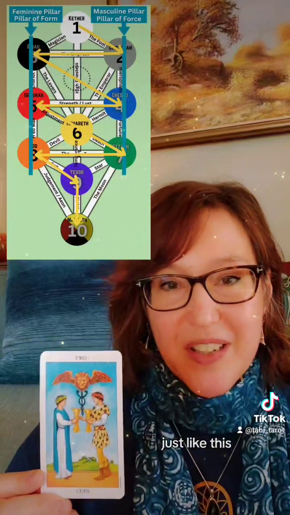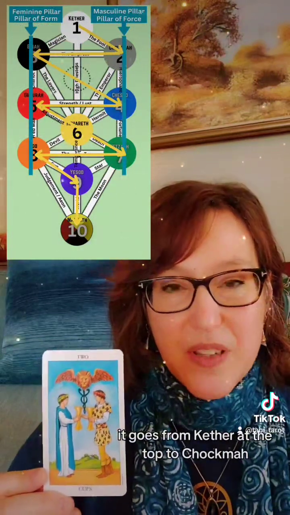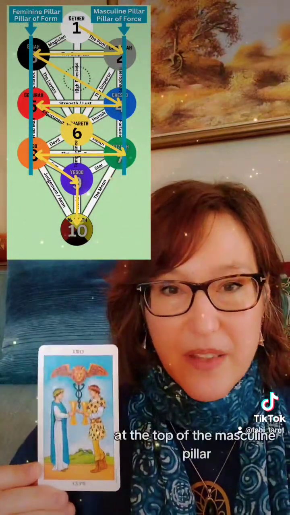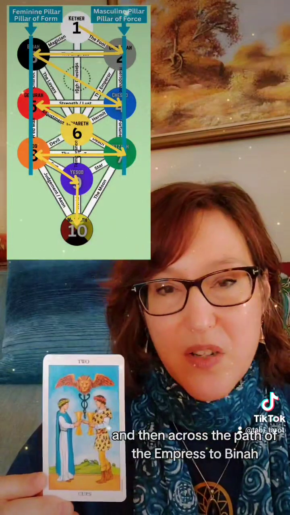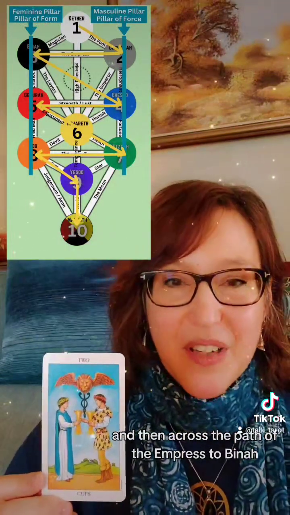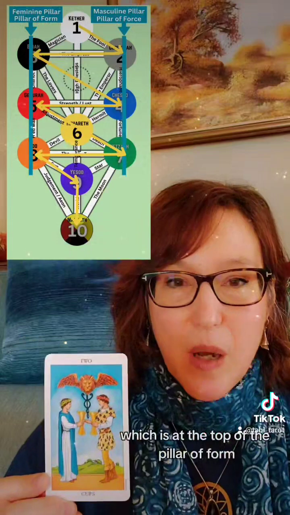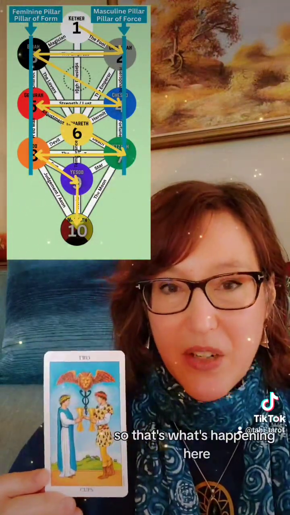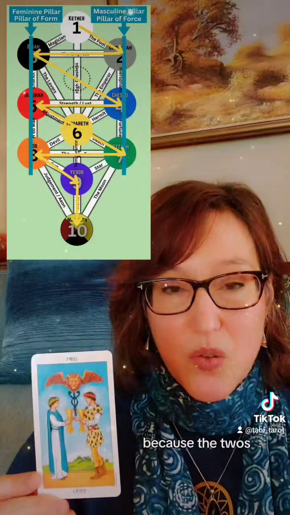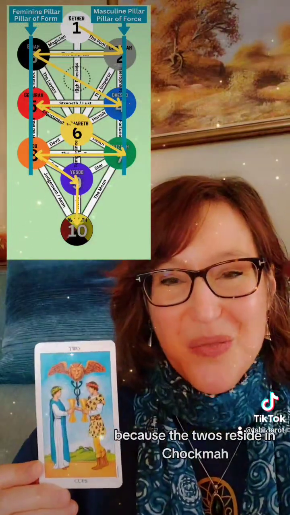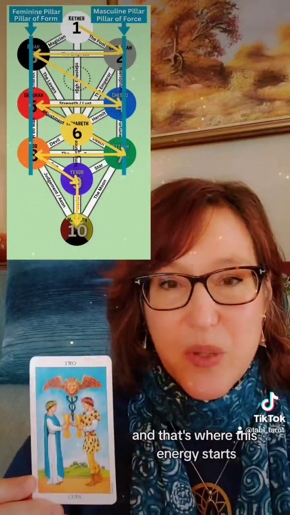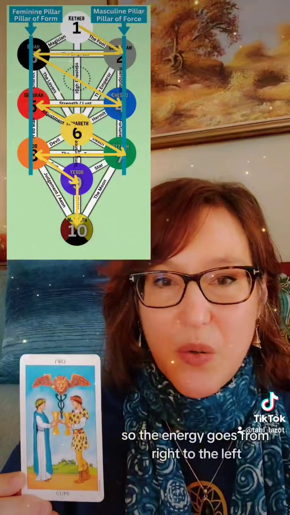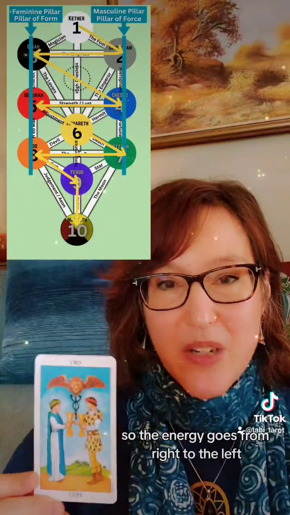What happens with the energy on the Tree of Life is it goes back and forth just like this. It goes from Keter at the top to Chokmah at the top of the masculine pillar, and then across the path of the Empress to Binah, which is at the top of the pillar of form. So that's what's happening here, because the 2s reside in Chokmah, and that's where this energy starts. So the energy goes from the right to the left.